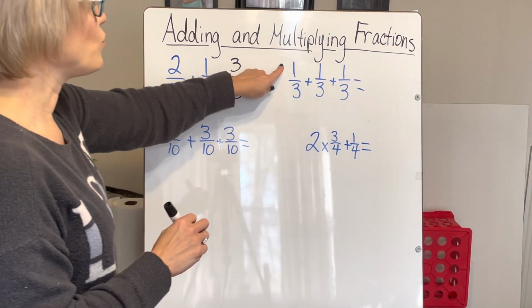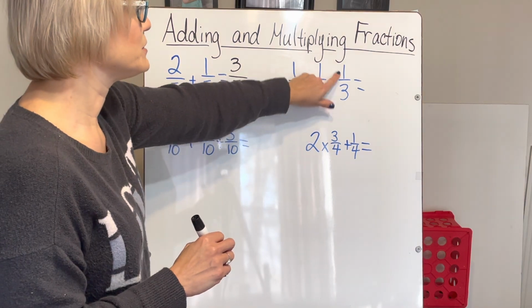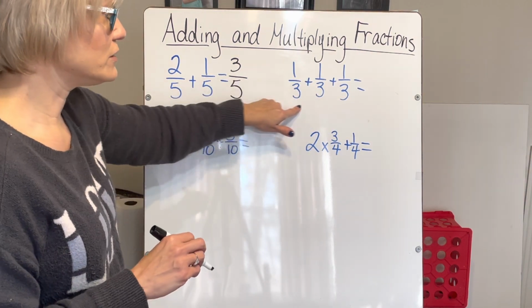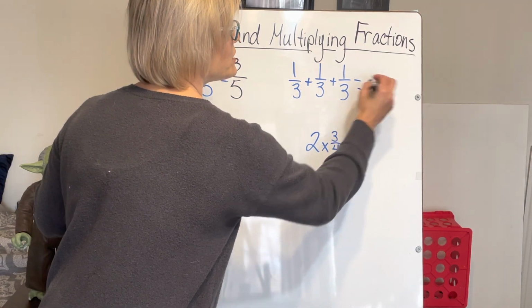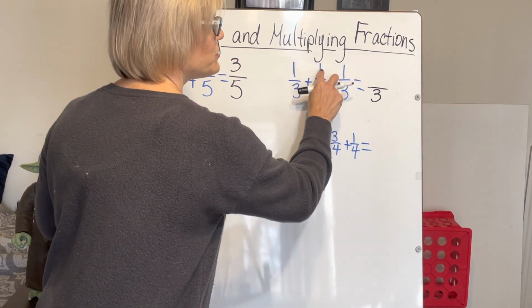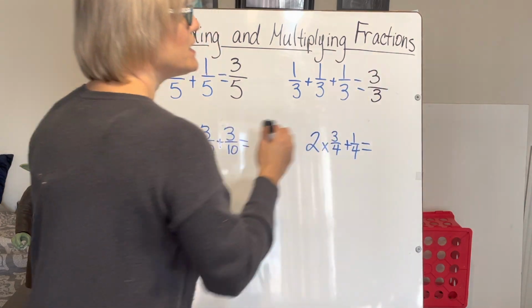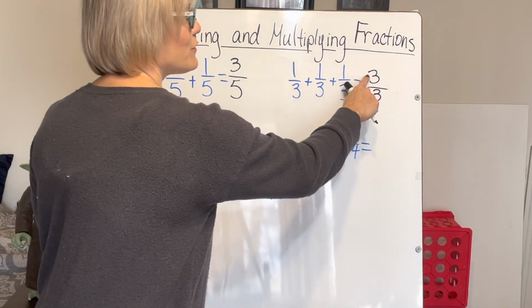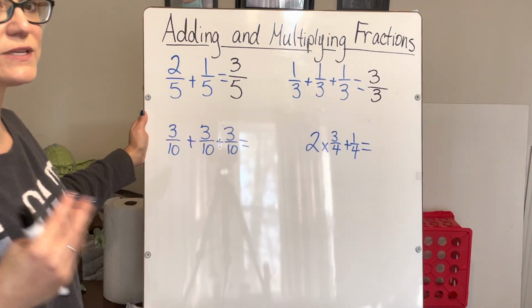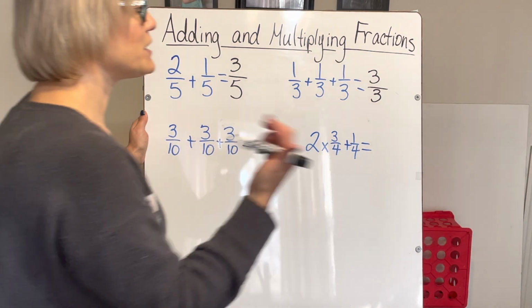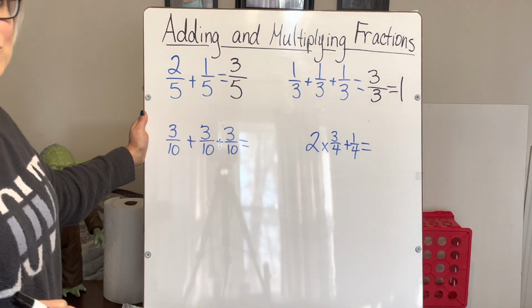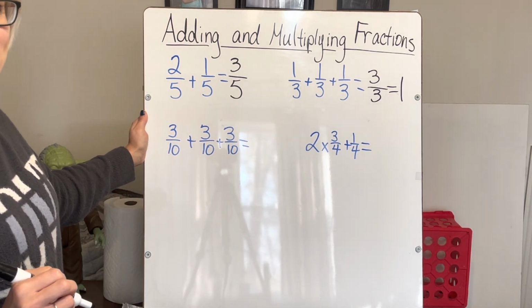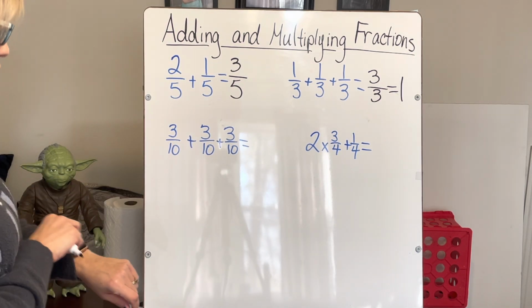So if we have 1/3 plus 1/3 plus 1/3, all of the denominators are the same. So we just take the denominator and put it across, and then we add the numerators. 1 plus 1 plus 1 is 3. Now, I notice I can do 3 divided by 3. Remember what we said about that. 3 divided by 3 is going to give me a whole number, and actually it's going to give me 1. So I can go ahead and change that and make that into 1 whole.